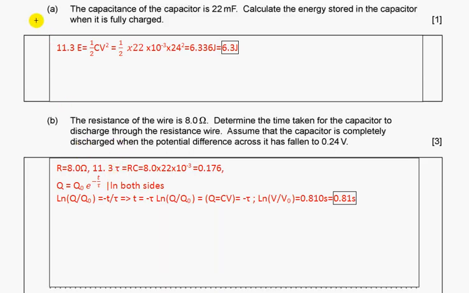A. The capacitance of the capacitor is so much. Calculate the energy stored in the capacitor when it is fully charged. Section 11.3. The energy of a capacitor through capacitance and voltage. The voltage, as I told you, will be equal to the voltage of the EMF, and we get the answer with 3 significant figures. Right, so this is the energy stored by a capacitor. B.